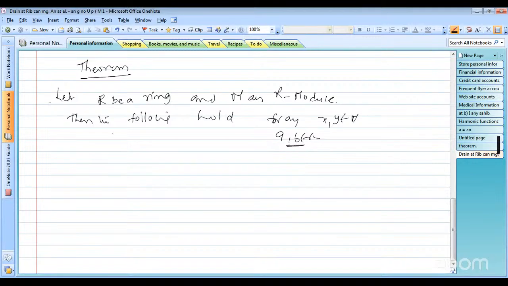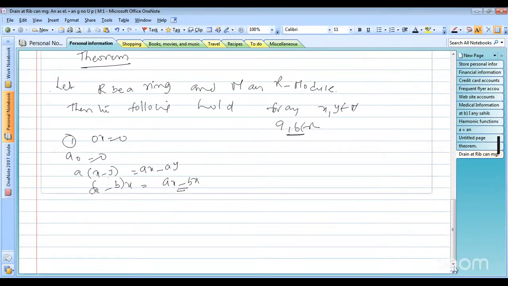Let x, y belong to R and a belong to R. The first condition we are taking is 0x = 0 and a0 = 0. Then a(x − y) = ax − ay, and (a − b)x = ax − bx. We have to prove these conditions here.